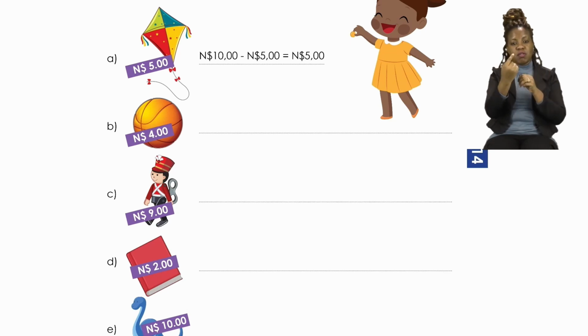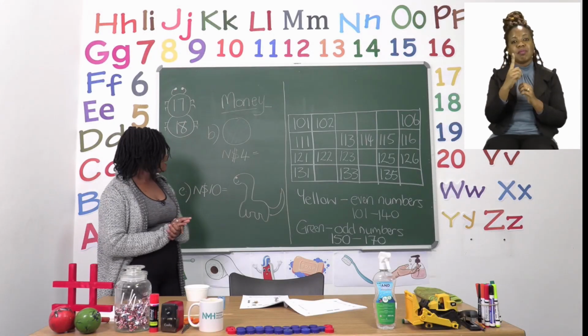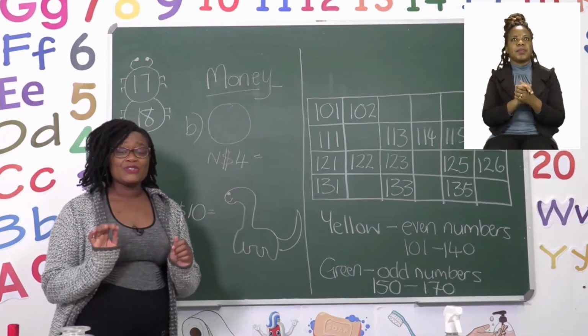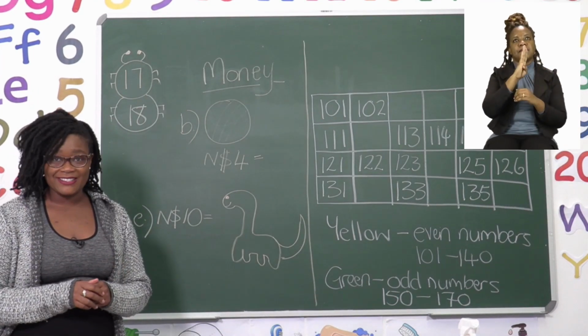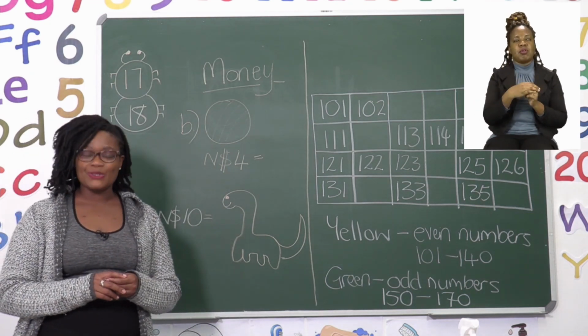Now they've given you an example of A, where the girl is trying to buy a kite. Remember, you only have 10 Namibian dollars. So it is up to you to find out what your change is. So let's take a look now at B. B is saying that it is 4 Namibian dollars for a ball. We have our ball here as well. Now remember, you have 10 Namibian dollars. So you need to find out that if you buy this ball, how much would your change be?